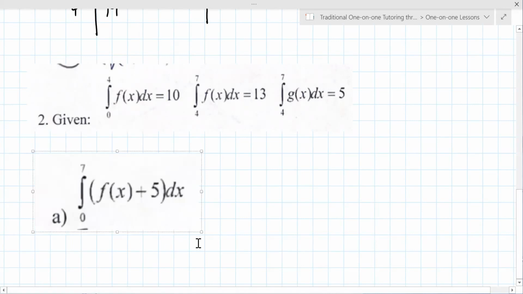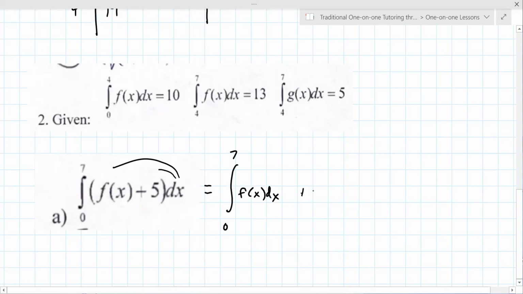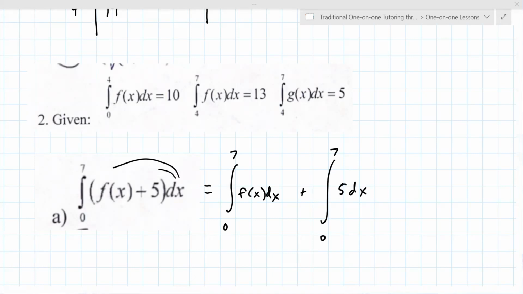So it is all about knowing your properties, and the first property is that you can sort of distribute this and make 2 integrals, integral of f of x dx with the same bounds plus integral of 5 dx from 0 to 7. And did you do that? Yes, you did that. Okay, fantastic. So then this first one is just that they give you that value. It's, well, actually, no. Oh, they don't give you that one.